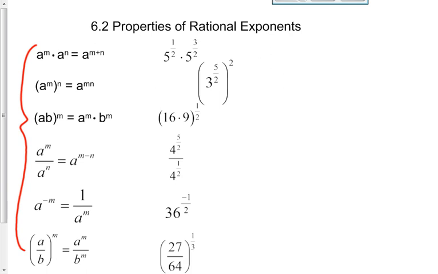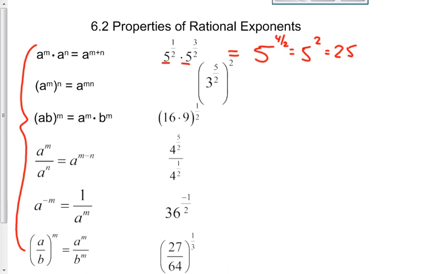First one up here is the product property, a to the m times a to the n. Remember, we add the powers. So in this example here, we've got 5 to the 1/2 times 5 to the 3/2. As long as the base is the same, you never change the base. That is not 5 times 5, 25. You keep the base the same, and you're going to add the powers on the top. 1/2 plus 3/2 is 4/2. Reduce, that is 5 to the second, and then 25.